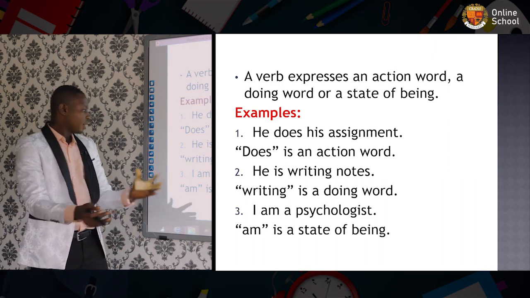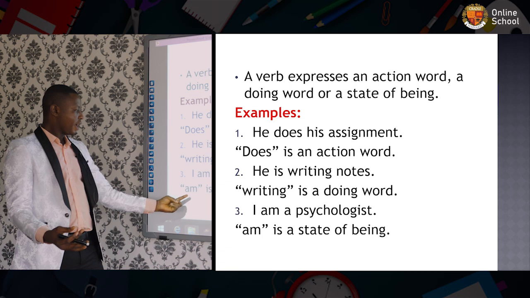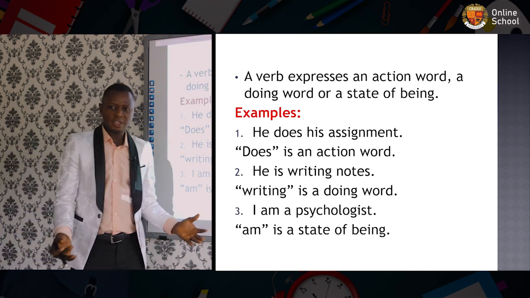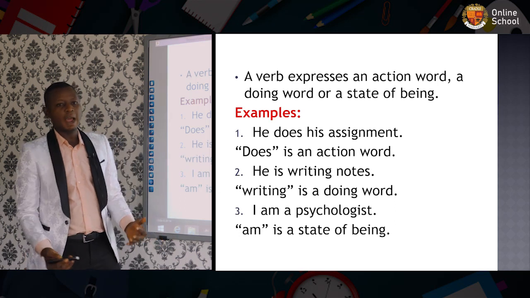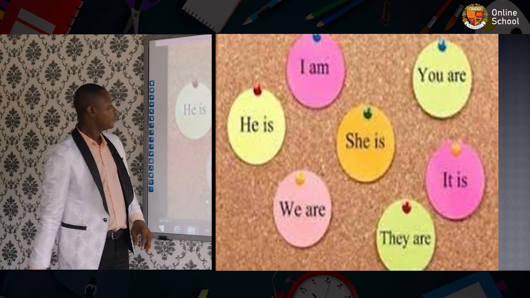I am a psychologist. Am here is a state of being. For example, I am happy. That is your state of being. I am teaching. That is my state of being. Is that clear? Now, let's move further.